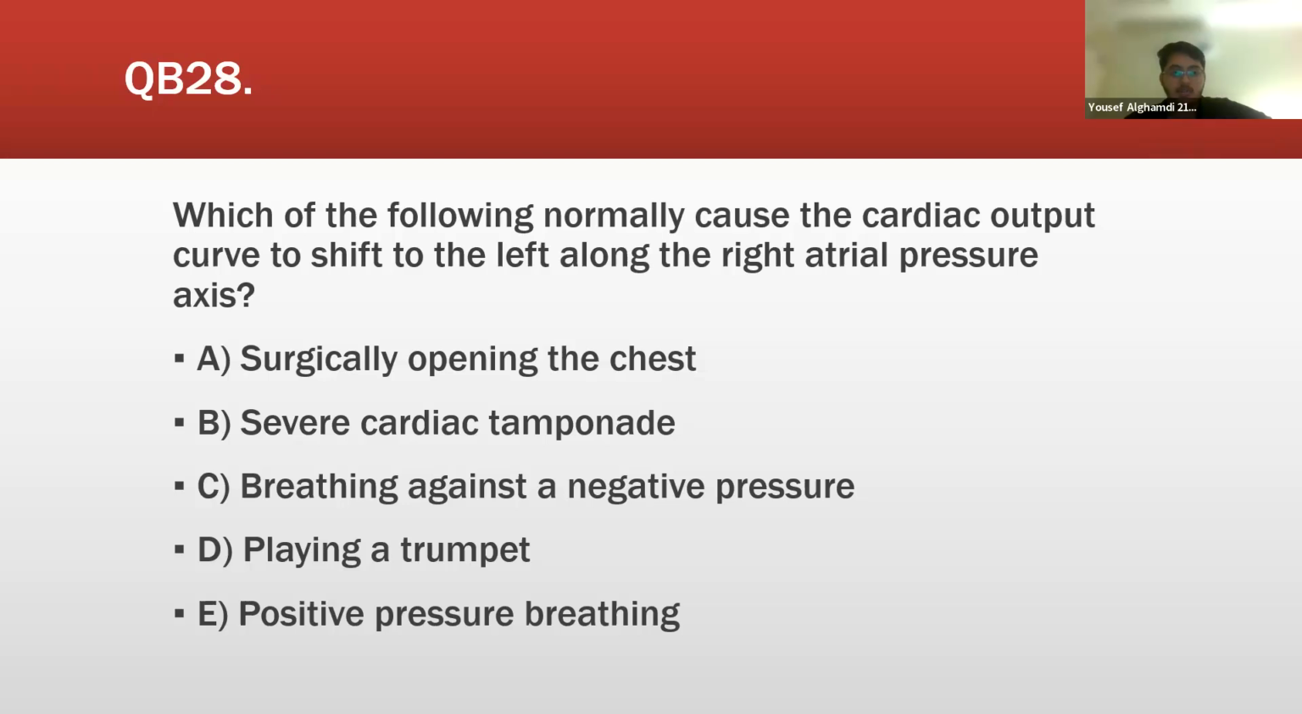Hint, you weren't far off, in terms of the options, I mean. Would it be A? Surgically opening the chest makes the cardiac output shift to the right. It actually decreases the cardiac output. It's not going to increase it. C? Yes, it is C.